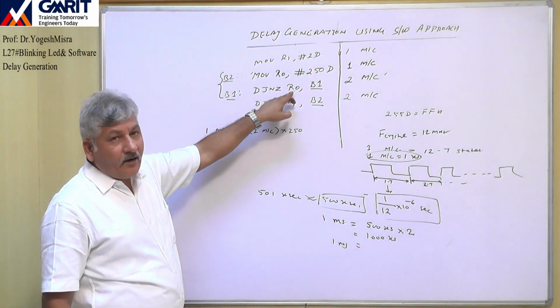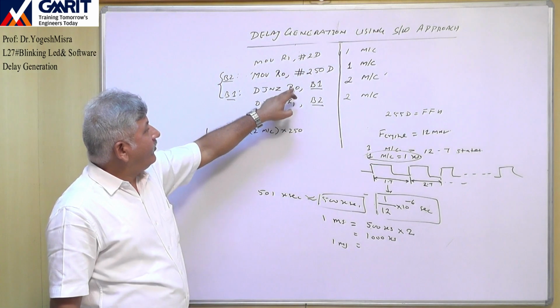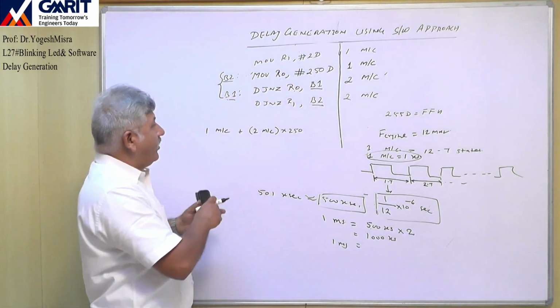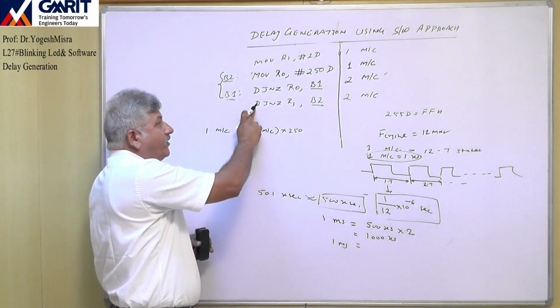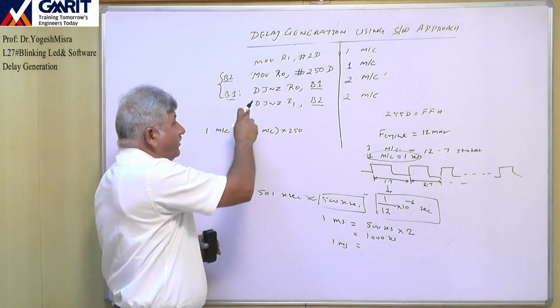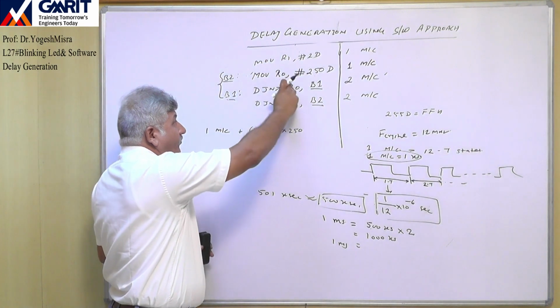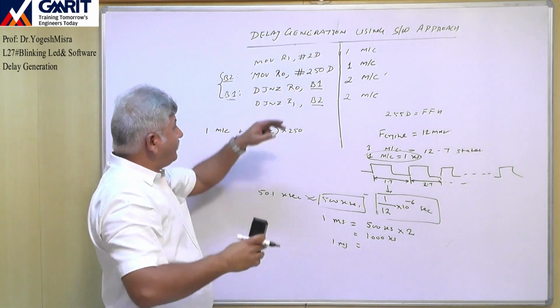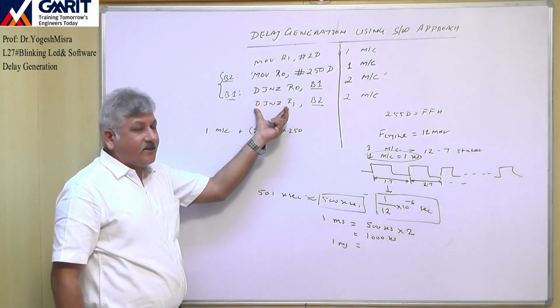Once the value of R0 becomes 0, the program will not go to label B1. The program will not come here. It will come out of the loop. So now this instruction will be executed. After the execution of 250 times, the program will come out of the loop because R0 has become 0. And now this instruction is executed.